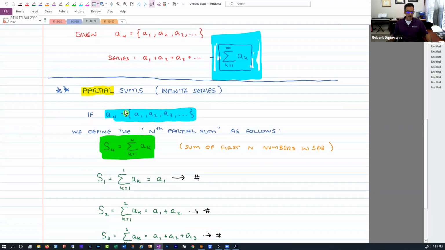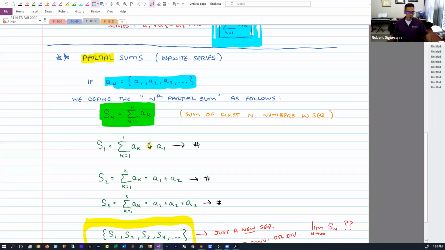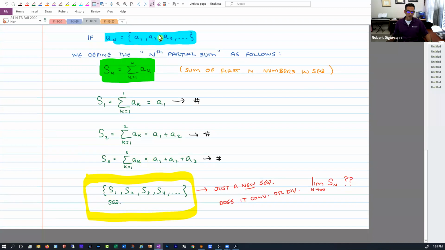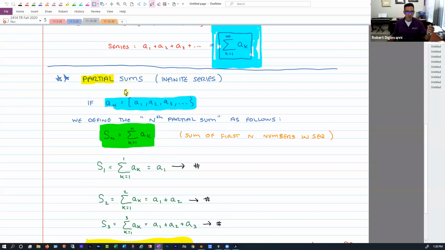Then I introduced this idea of partial sums, where we could first just look at taking the first number, whatever it is. And then the next piece, S sub 2, this partial sum would be the sum of the first 2. S sub 3 would be the sum of the first 3. And generally speaking, S sub n would be the sum of the first n of these. That's what the partial sum meant.